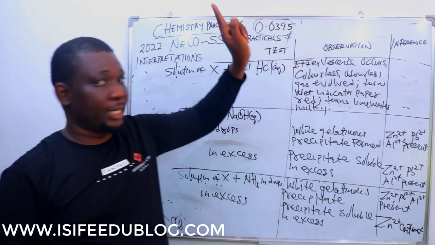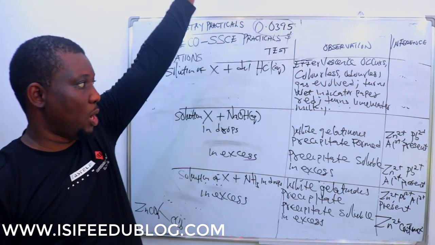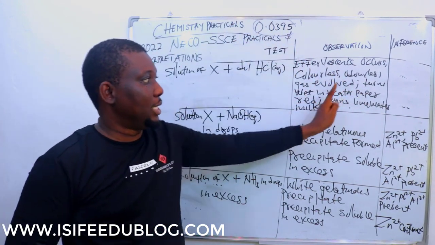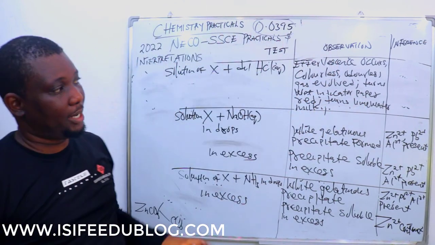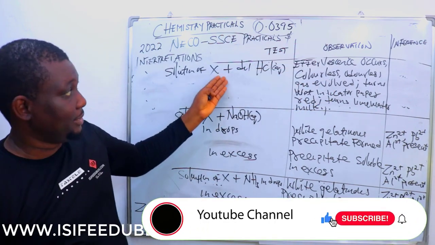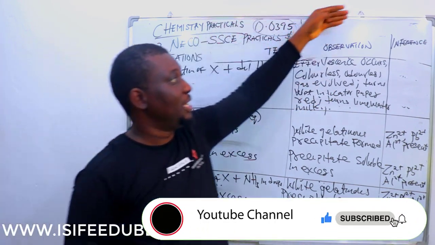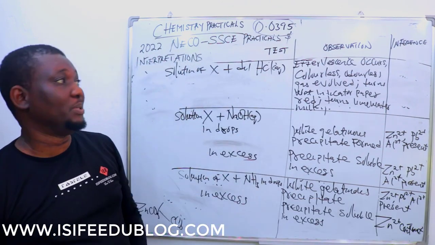Effervescence occurs, that is bubbles, 1 mark. Colorless, odorless gas evolved, 1 mark. Turns wet indicator paper red, 1 mark. Turns lime water milky, another mark. Okay, so there's going to be a mark here. Don't expect marks in the test. Only expect marks in observation and inferences. Once your inferences are wrong, that means you don't have good observation.